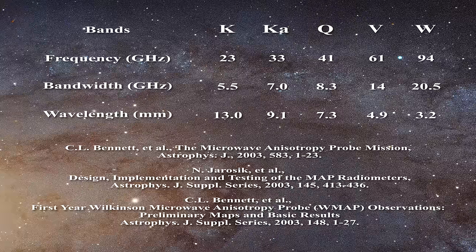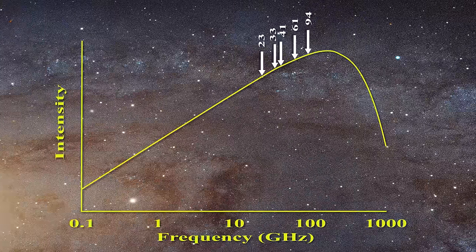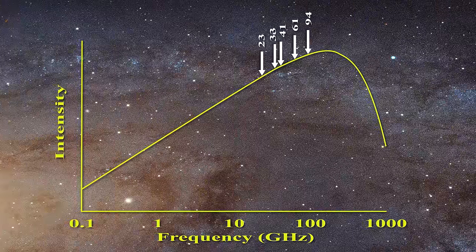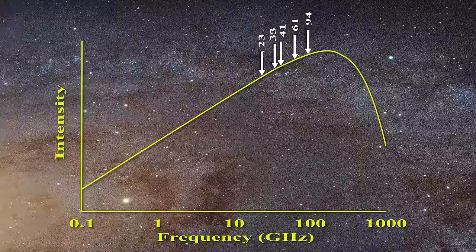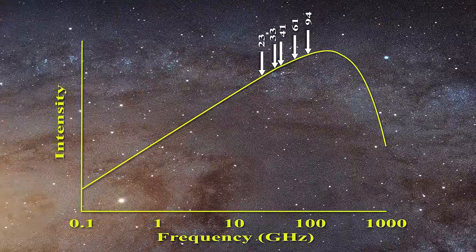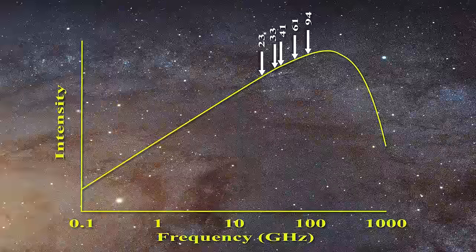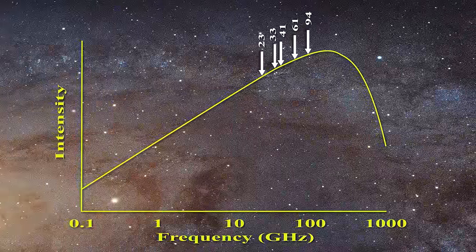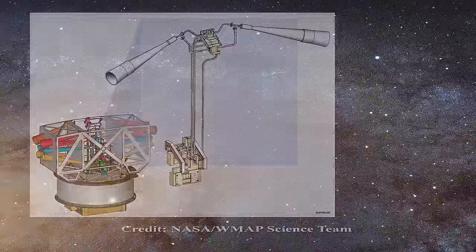The WMAP sampling frequencies are depicted on this figure, which represents a 2.7 kelvin thermal spectrum previously established in part by the COBE satellite. The WMAP team chose these frequencies because they believe that these correspond to regions of the electromagnetic spectrum where contributions from the galactic foreground will be minimized.